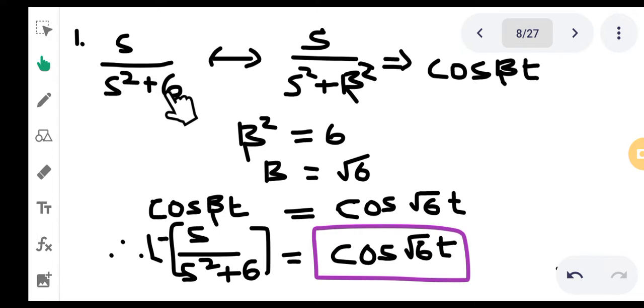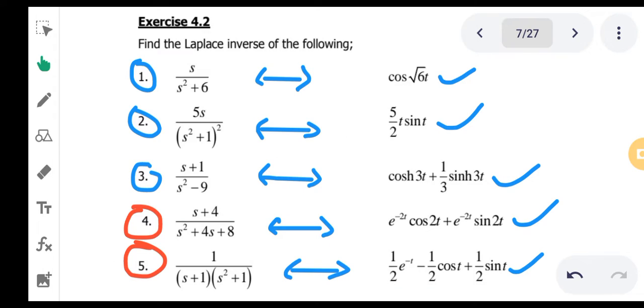So s over s squared plus 6 is the question. We just link it to the table. As we already know from the Laplace table, whenever we have cos beta t, we are going to get s over s squared plus beta squared. So this is a kind of cos beta t. Just know that your beta squared is equal to 6, so beta will be root 6, because we find the square root of this side and the square root of this side. So here, your cos beta t is going to be cos root 6t. Okay, very, very simple.